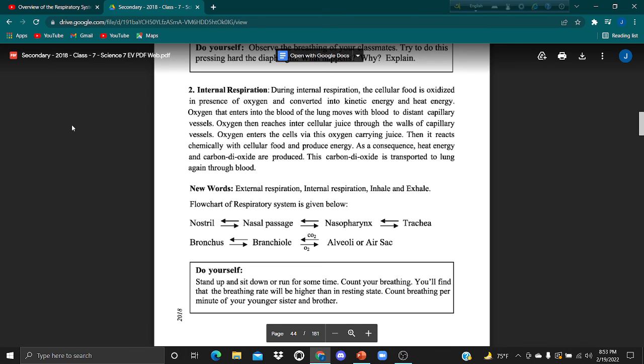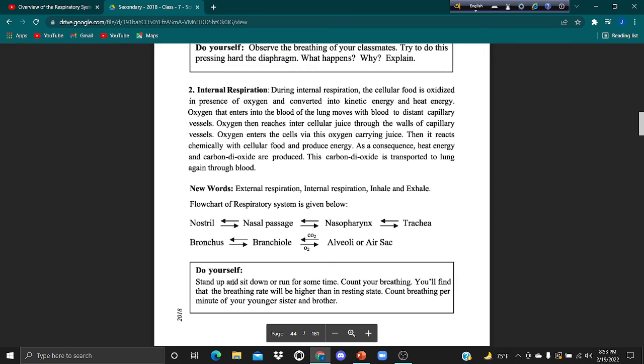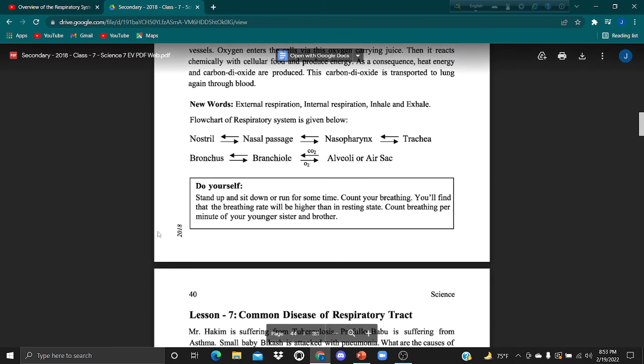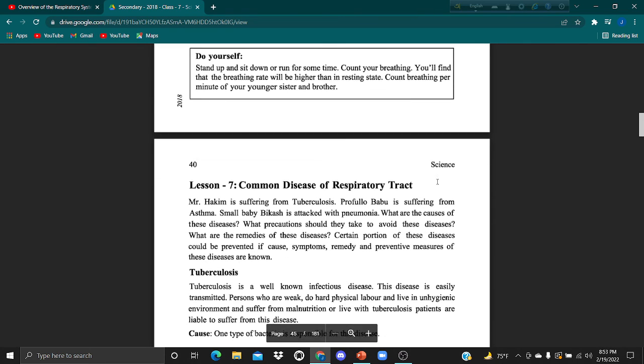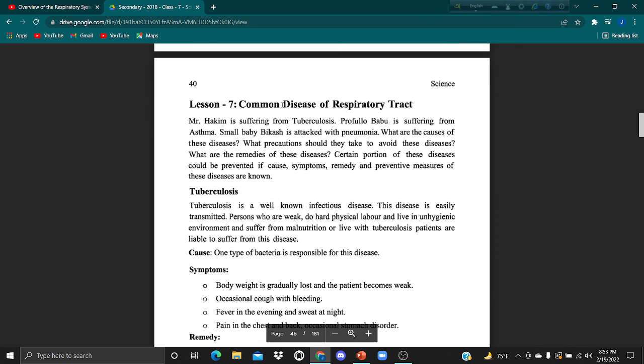Okay, now do it yourself. There is a work for you. Stand up and sit down or run for some time. Count your breathing. You will find that the breathing rate will be higher than in resting state. Count breathing per minute of your younger sister and brother. Okay, it's for you. And in our next class, we will read some common diseases of the respiratory tract.